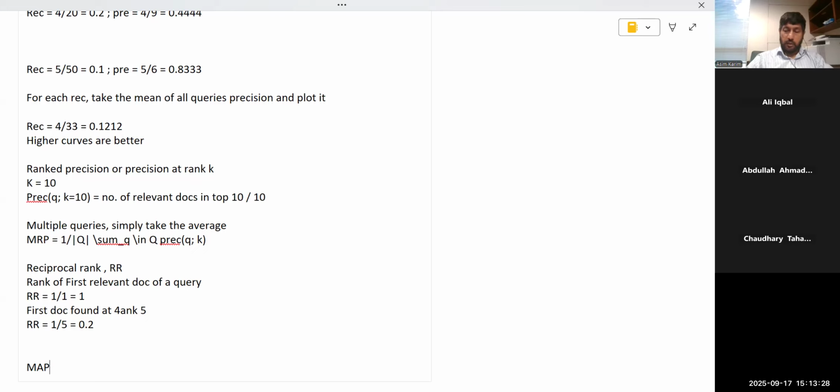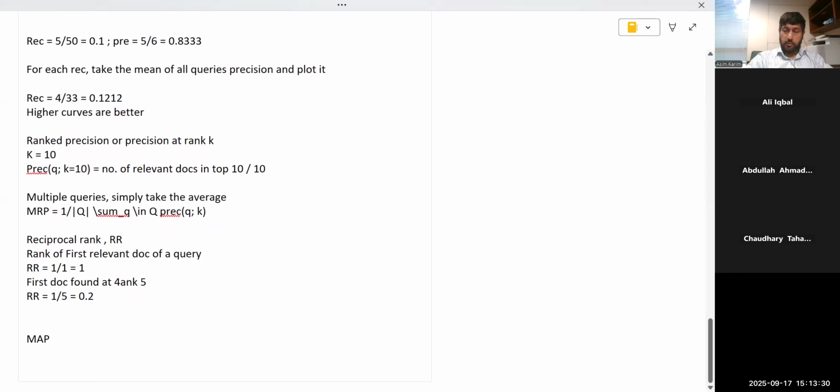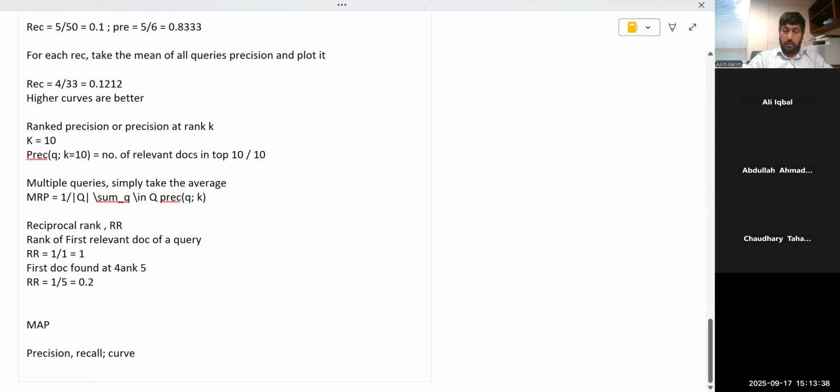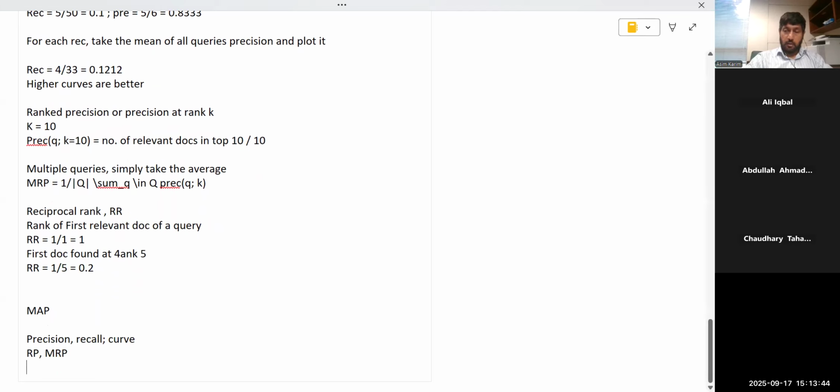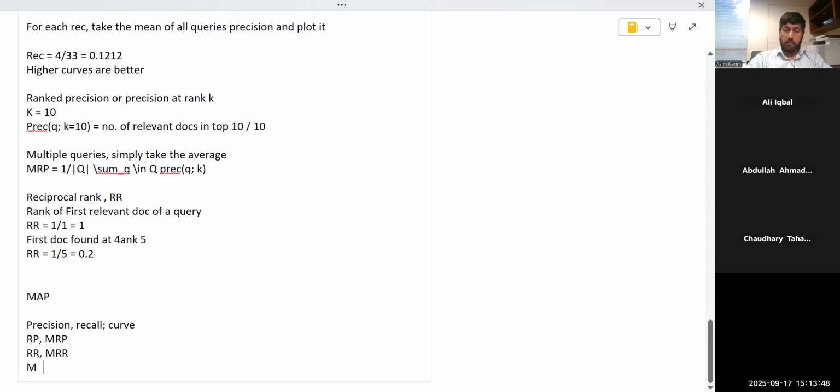ठीक है. सो व्हाट वी हैव कवर्ड सो फार. सो सिंपल प्रिसीजन रिकॉल, और इसका कर्व भी इंपॉर्टेंट है. ठीक है. एंड देन वी टॉक्ड अबाउट ranked precision, and of course mean rank precision, and then reciprocal rank and mean reciprocal rank, and then finally MAP next time हम discuss करेंगे.